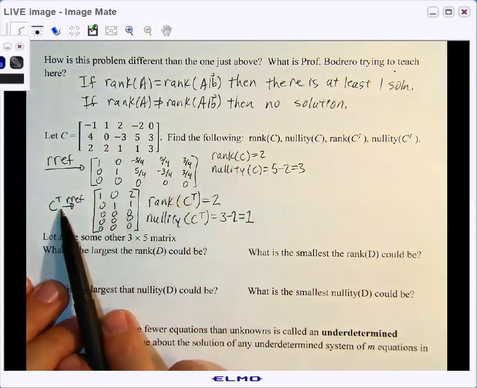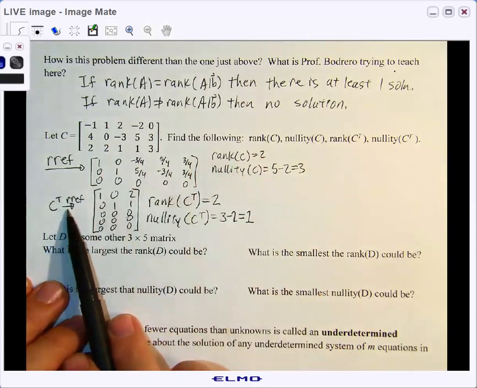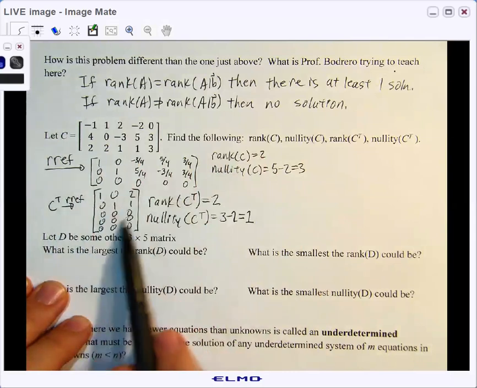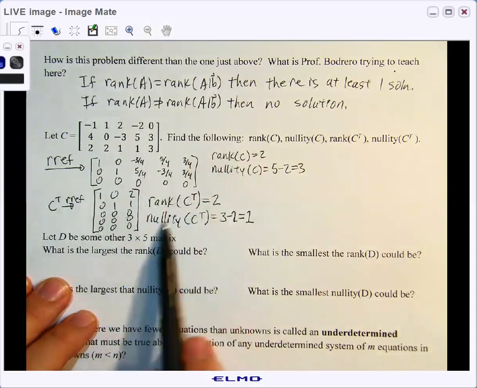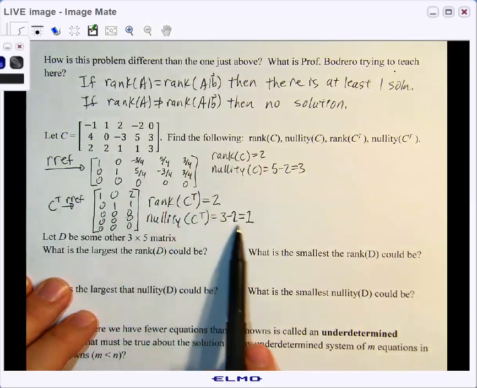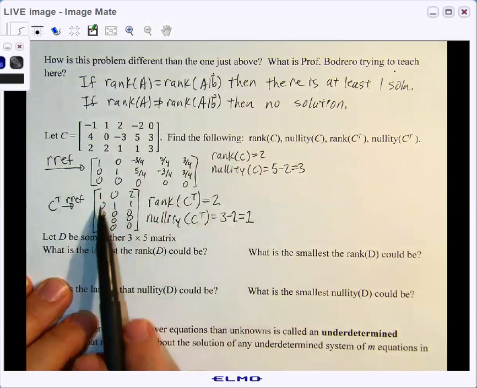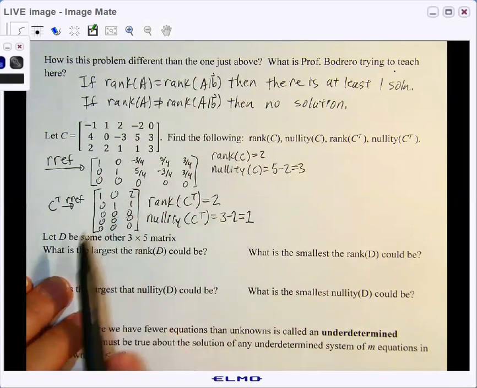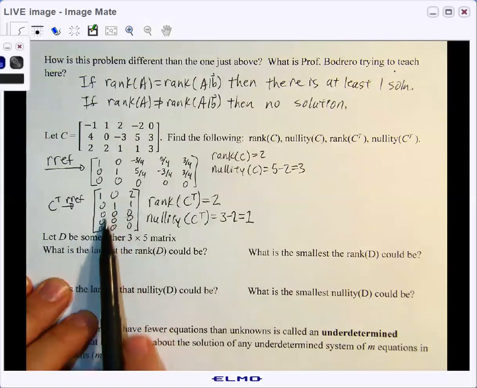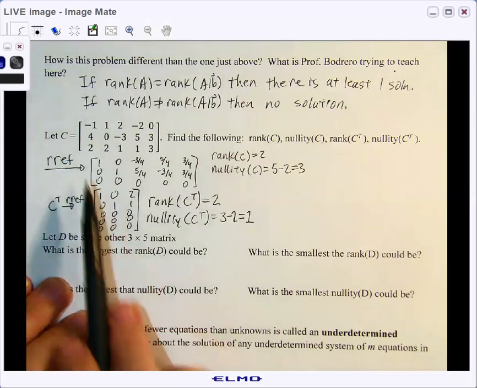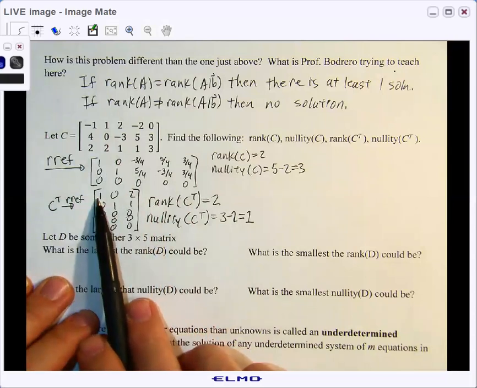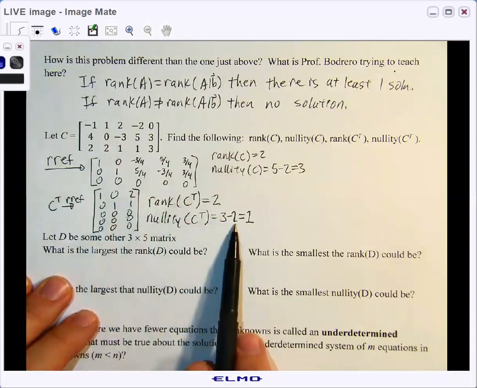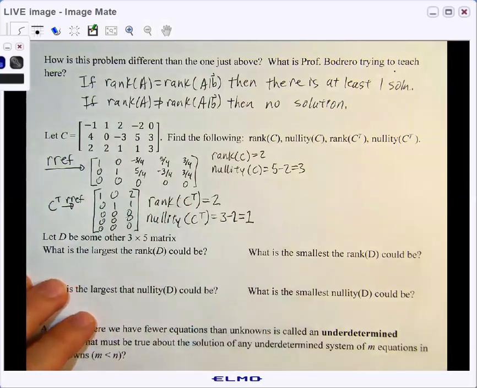If we take C transpose and reduce it to row echelon form, we get this matrix. And notice that the rank of C transpose is 2, and the nullity of C transpose is 1, because we have 2 non-zero rows here. And so we'll have 2 vectors in our basis. And there were only 3 columns, so 3 minus the rank is going to give us the nullity. We'll pick up there in the next video.